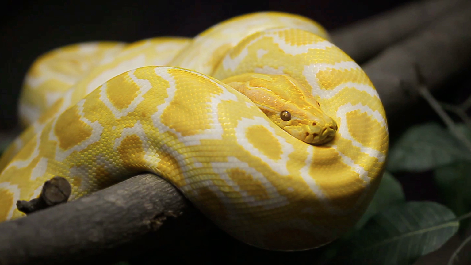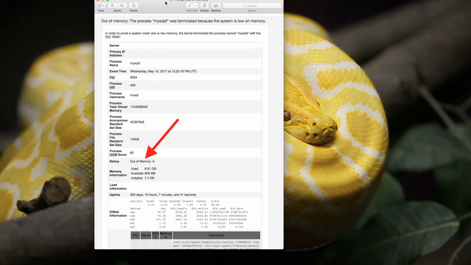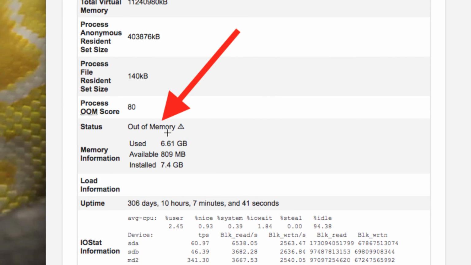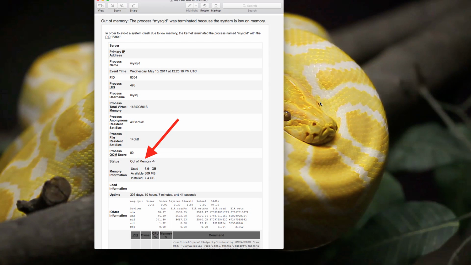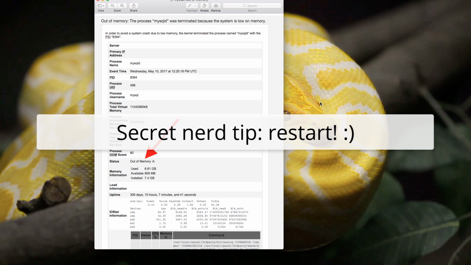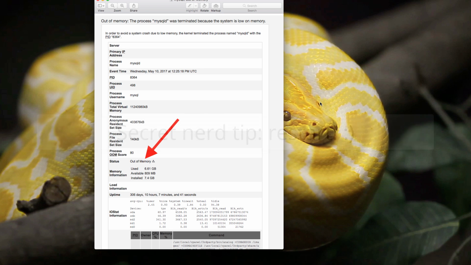So then I get a report from the server, and this is the key line. Out of memory, the process MySQLD, that's the MySQL database, was terminated because the system is low on memory. Right here, status out of memory. So the first thing and the most important thing a nerd should do is to restart. A lot of times, restart will save the day. And in fact, that's what saved the day. So I did a restart on the MySQL server and everything was okay.